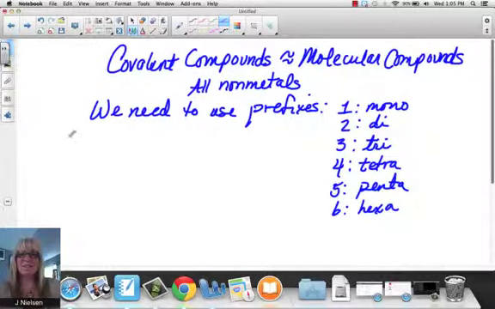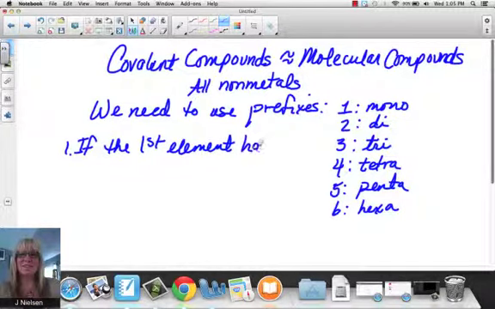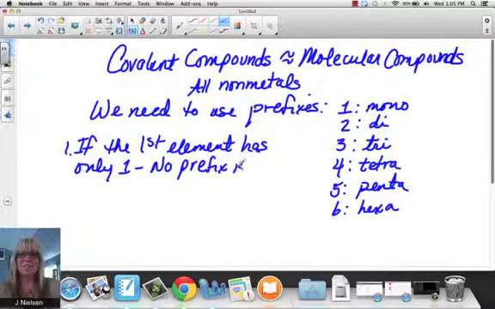There are a couple of rules. 1, if the first element has only 1, then no prefix is necessary. And this is just the first element. If the second element has 1, then we need to use mono. Just the first element.